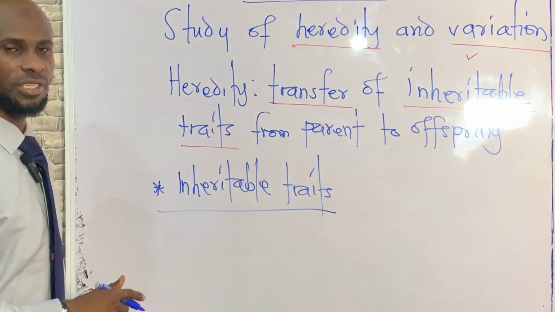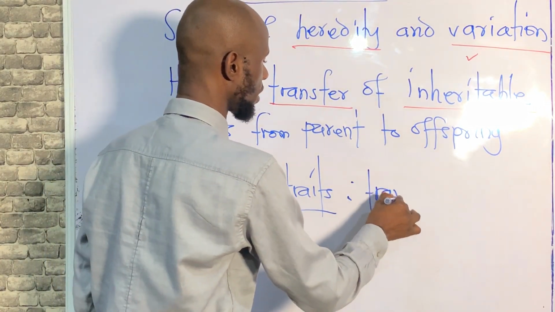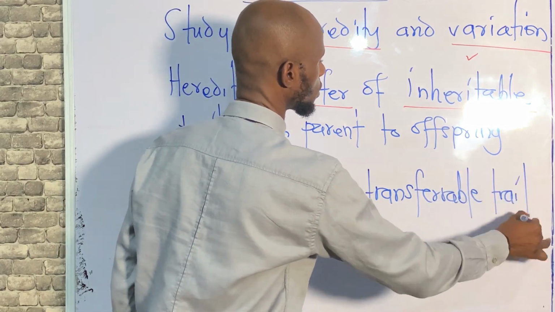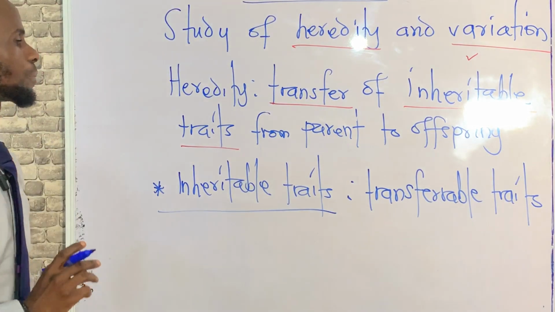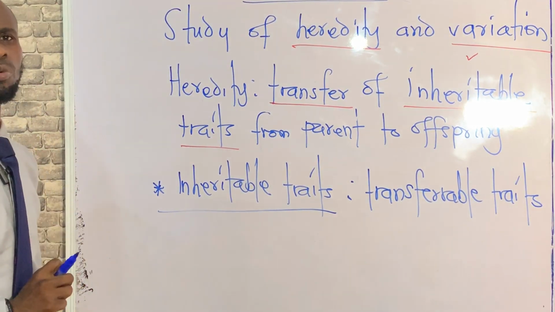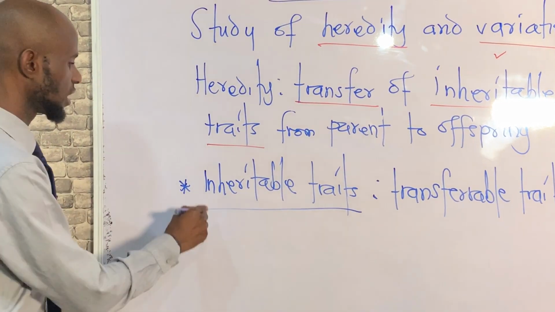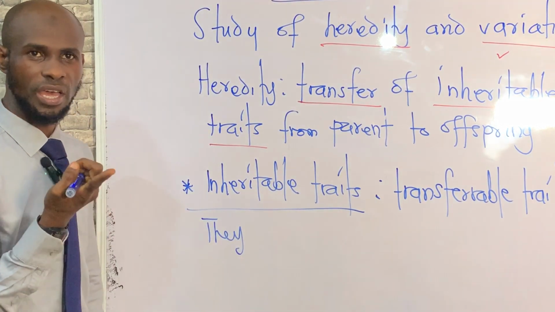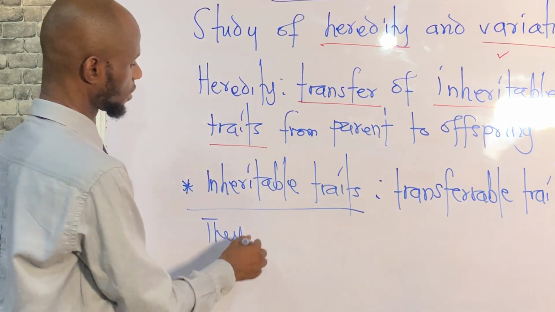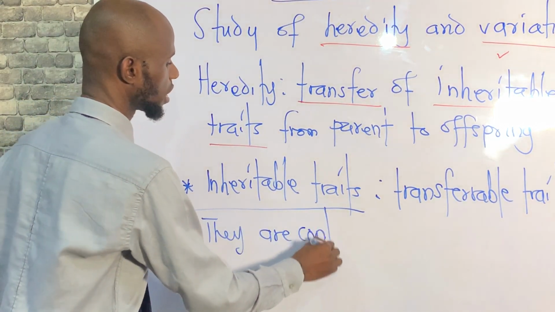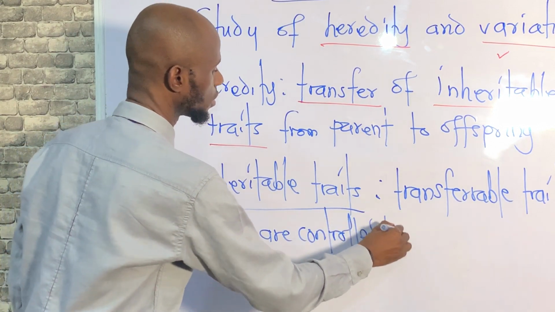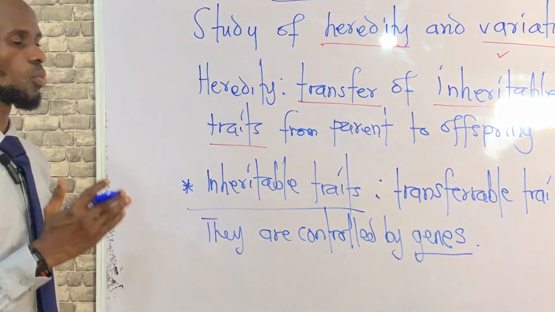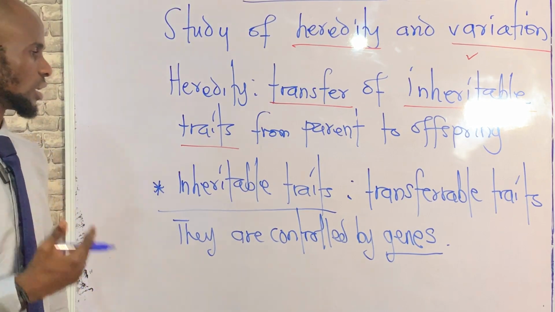Traits that are transferable from parents to offspring. And these inheritable traits, okay, let me define it for you. They are transferable traits. I think that's better. So these traits are controlled by the gene. Take note of that. The inheritable traits, they are located on the gene, or we say they are controlled by the genes. We are going to define the genes when we get to terminologies in genetics.